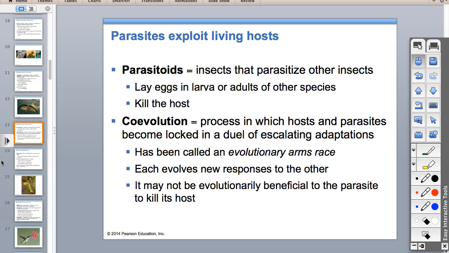Coevolution, this is what I was talking about a second ago. It can happen between predator and prey. It can also happen between parasites and hosts. So highlight all that. Like I said, I had seen that on the test, so I want to make sure I got it across to you. They're just going to each evolve new responses in relation to each other, with parasite and host, and predator and prey.